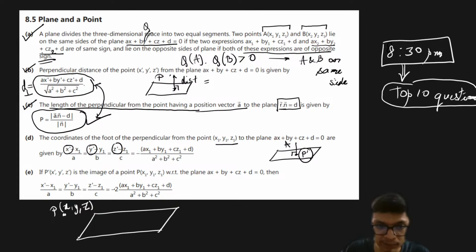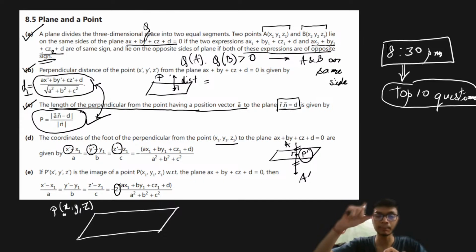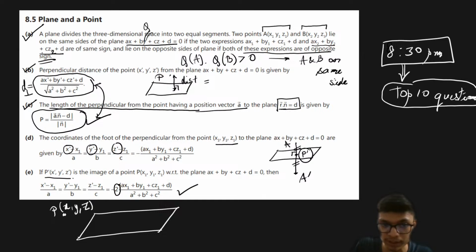For the case of the image, you will see that this only varies with a multiplication by 2, because the image is farther than the foot of the point. The image is called A dash, and we know that the perpendicular distance must be the same, so it is twice the perpendicular distance from the point A to the plane. When we multiply by twice, we get the coordinate of the image in the plane. So the coordinate of the image is given with minus 2 times the constant, and the coordinate of the foot of perpendicular is given by only minus that constant. I hope this concept is clear. Please make sure that you write this definition and these formulas clearly in your notes.